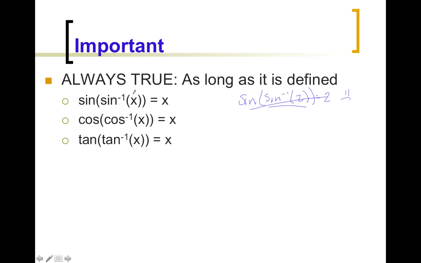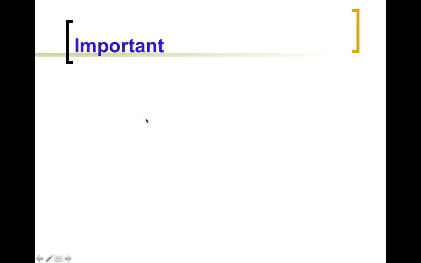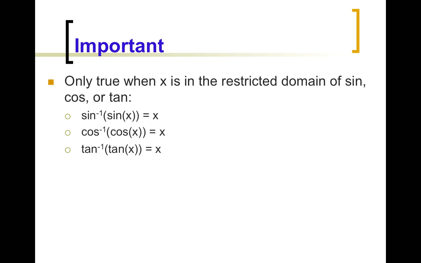So as long as x, in the first case, is between -1 and 1, and for cosine -1 and 1, and for tangent anything really, as long as that's defined, you can do that. The same thing kind of goes in the other direction. If you try to do sine inverse of sine of x, it's only true when x is part of the restricted domain of sine x, or sine x, cosine x, tangent x.